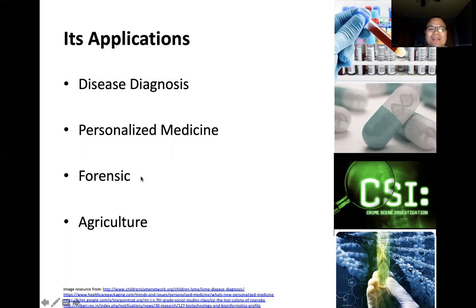The third application is in forensics, where policemen can use DNA information to identify criminals. It can also be applied in agriculture. We can use bioinformatics to help us acquire plants with desired properties, such as high yield, enrichment with some kinds of nutrition, or pest resistance. So there are a lot of applications.